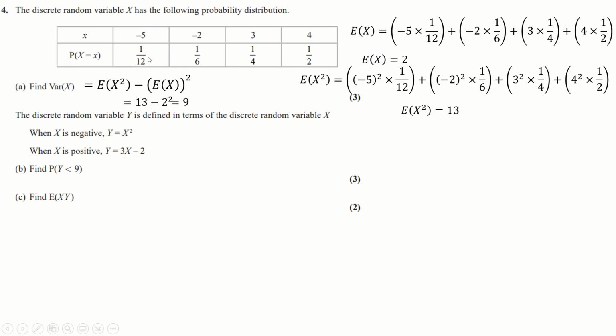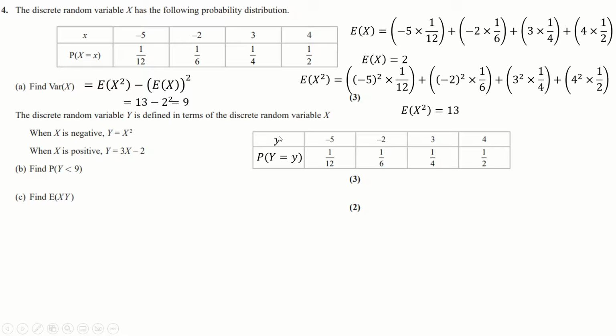When x is negative, y is this. So let's make a table, and I'll replace the x's with y's here. When x is negative, y becomes x squared. So this becomes a 25. This becomes a 4. When x is positive, y becomes 3x minus 2. So 3 times this is 9, minus 2 is 7. And then this is 12, minus 2 is 10.